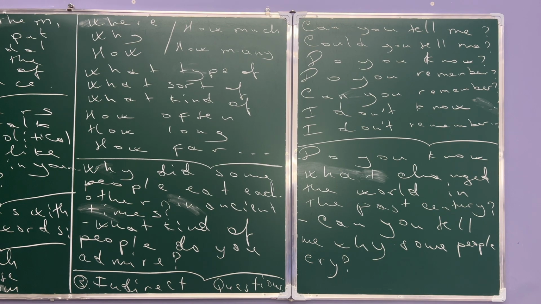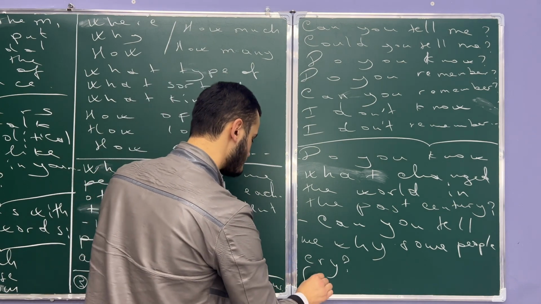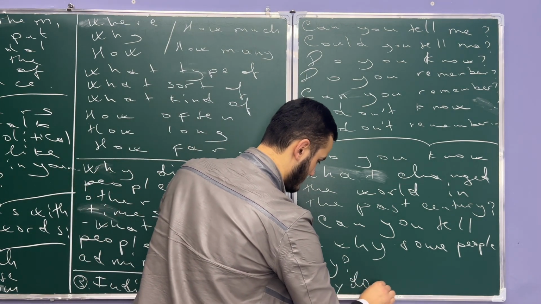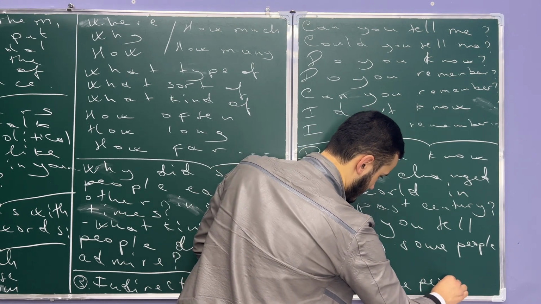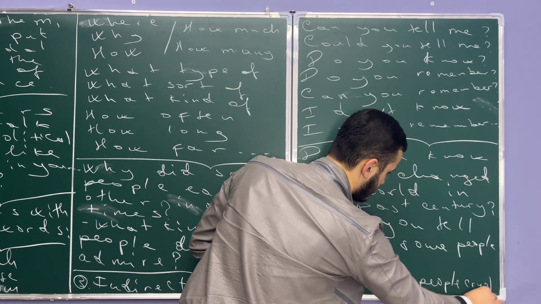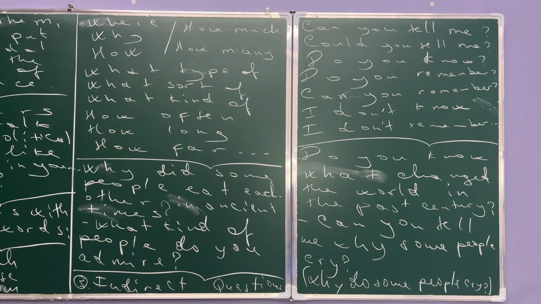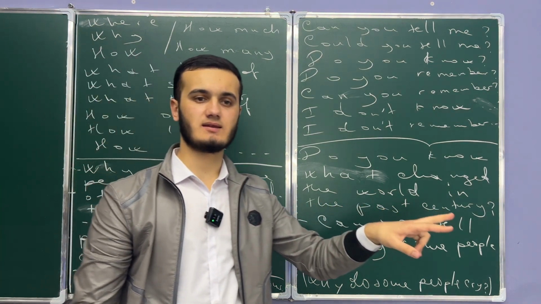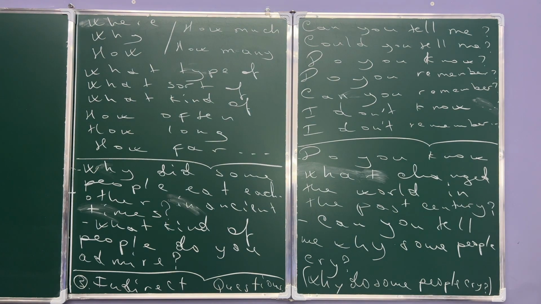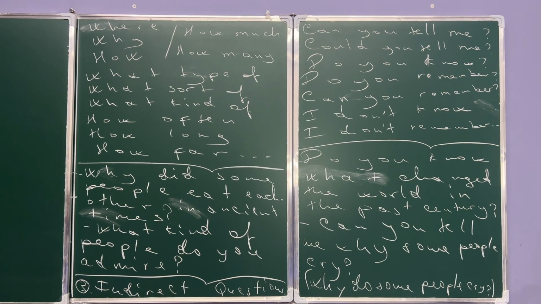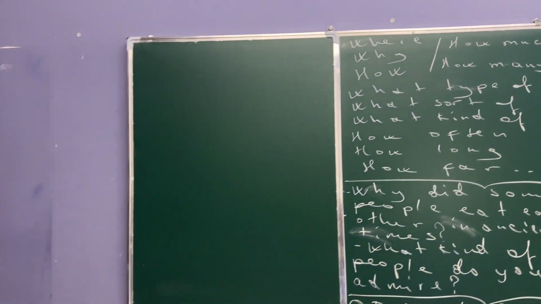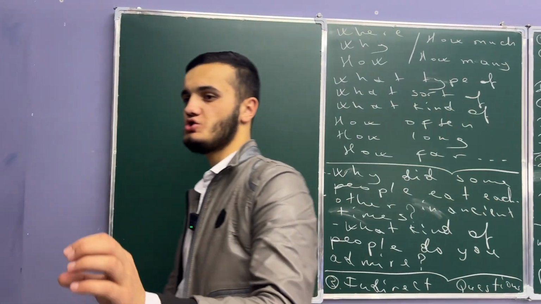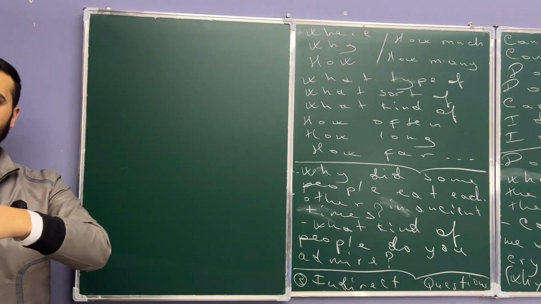Look. Can you tell me why some people cry? Why do some people cry? I wrote the sentence which started with a question sentence, ladies and gentlemen. But what should we do if there isn't a question word? We should use if or whether to join two sentences together.